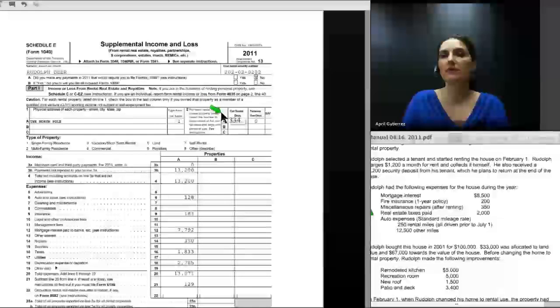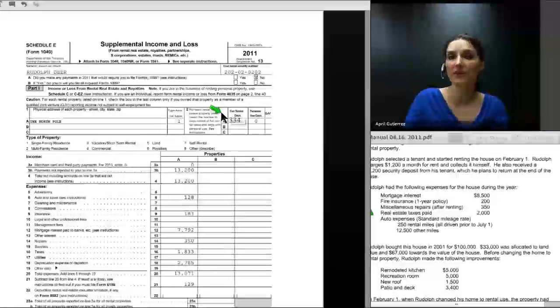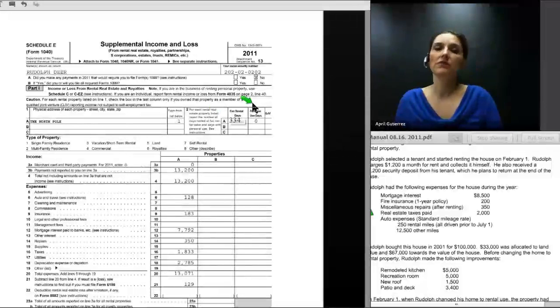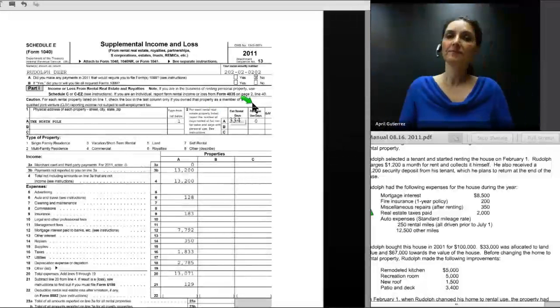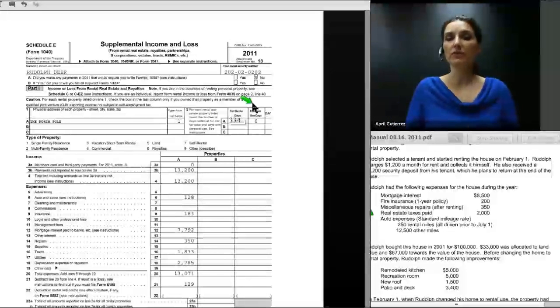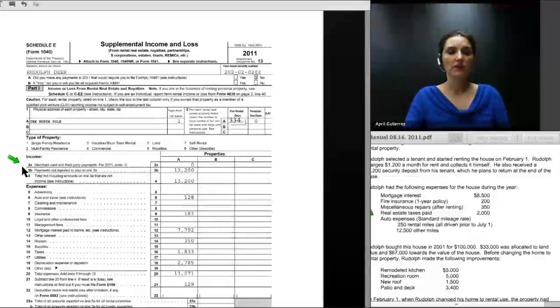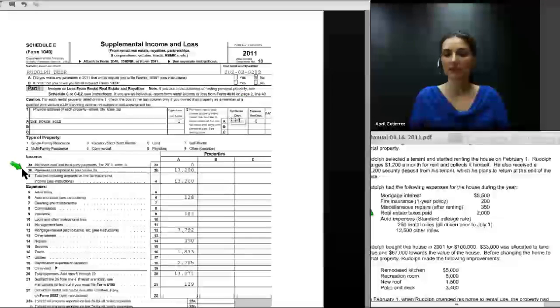Well, Rudolph rented the property for the entire year except the month of January. There are 365 days in a year. He did not rent it for 31 days in January. 365 minus 31 is 334. That is the number of fair rental days. Under the days of personal use, we've left that blank. Again, the property has not been used for personal purposes after it was converted to rental, and therefore personal use days is 0. Moving on to the income line, we have $1,200 times 11 months.